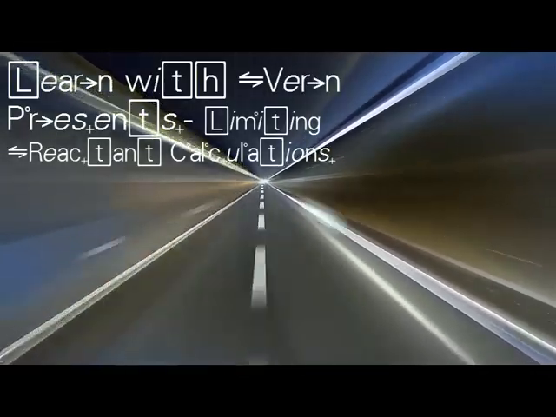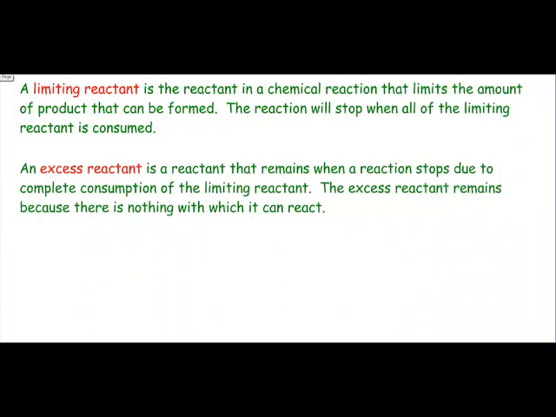And away we go. This is our third in a series of lessons dealing with reaction stoichiometry. In our first lesson, we learned how to make mass-mass calculations. That was followed by learning how to calculate percent yield, and now we introduce the concept of a limiting reactant.